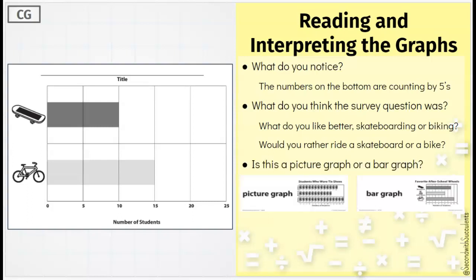Is this a picture graph or a bar graph? Show a connection if you think this is a picture graph. Show a connection if you think this is a bar graph. This is a tricky one. We are looking at a bar graph. Even though we see pictures on the side, our data or information is being shown with bars that are filled in.